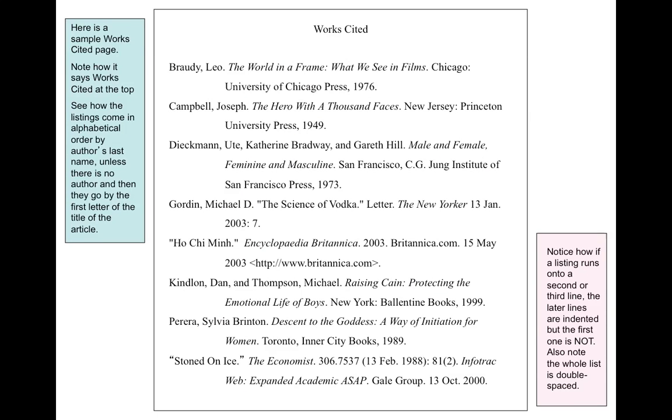All right, so here's a sample works cited page. You can see that there are, I think, 8 or so items listed on this. And for a research paper, that's typical. You might have a few more. You can see that if the list runs onto a second or third line, those are all indented, and the first line actually sticks out and the second line is indented.